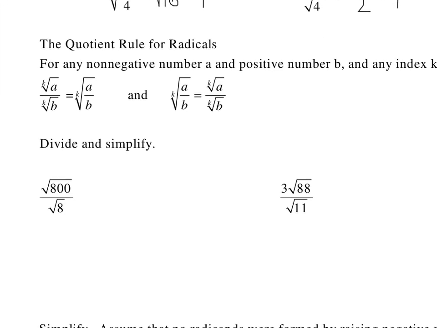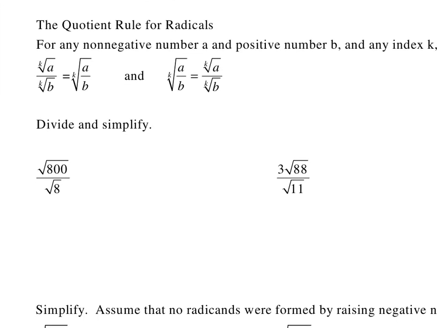The quotient rule for radicals: for any non-negative number a and positive number b and any index k, the kth root of a divided by the kth root of b is the same thing as the kth root of a divided by b. So you can change the order, and we can go the other way.